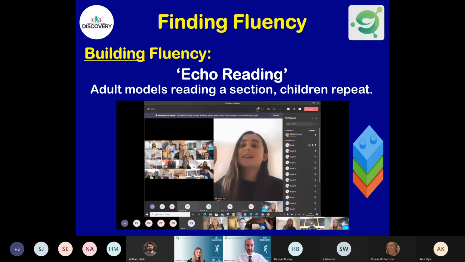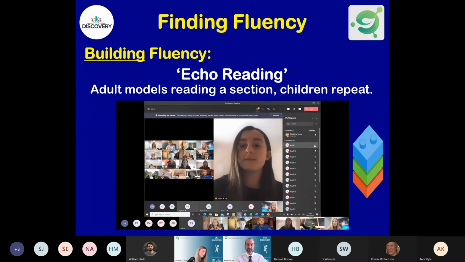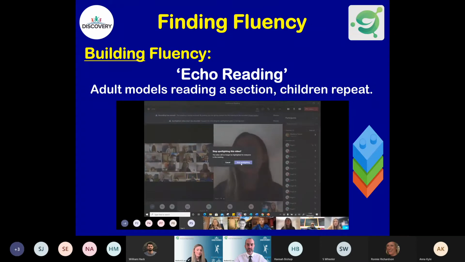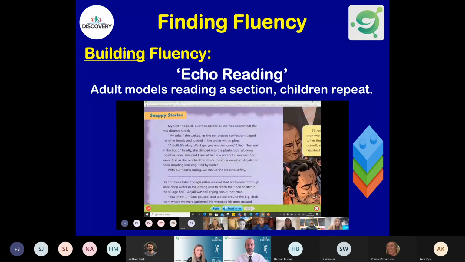It is written in italics, so you know when to emphasize a word. Oh, perfect. It's written in italics, so we know that we need to emphasize that word. So if we were reading this then, we would read it like this. So my sister nodded, but then, as far as she was concerned, the real disaster struck.